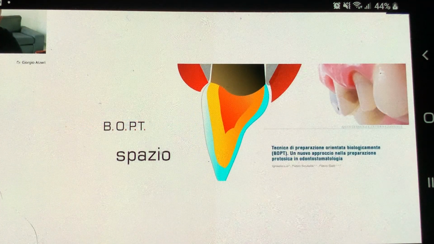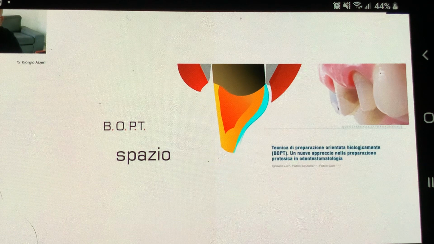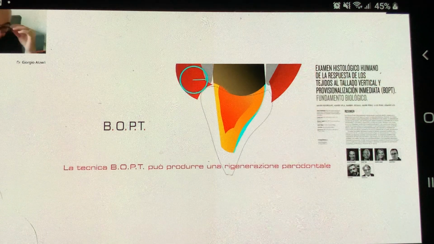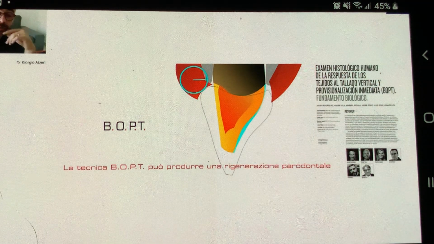So the BOPT technique is based on a prosthetic movement, creating a space with the burr, and it is in that space and preparation that a clot is created, which can be treated through the second principle of the BOPT. Through this shape we can contain the clot and lead to a filling of the space, creating an increase in the thickening of the gums.